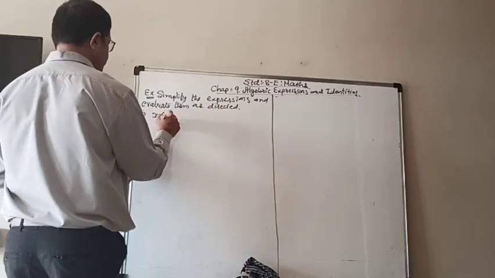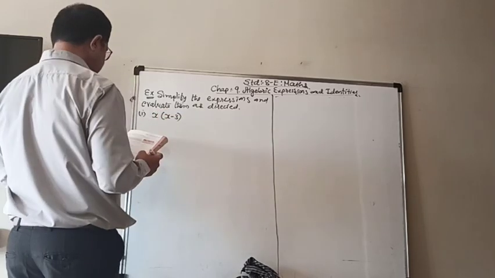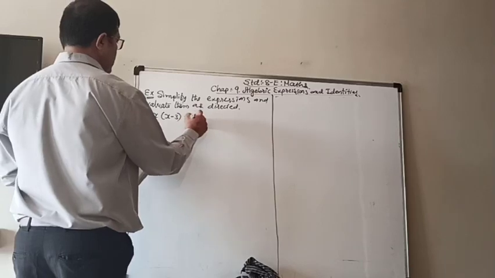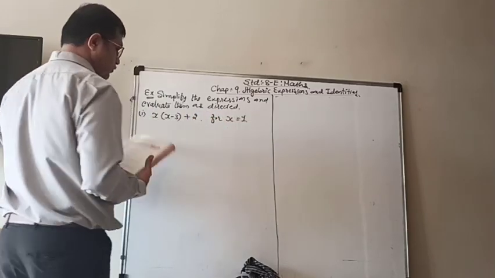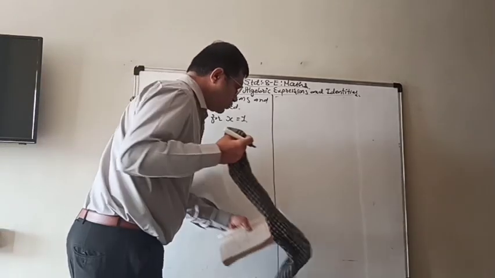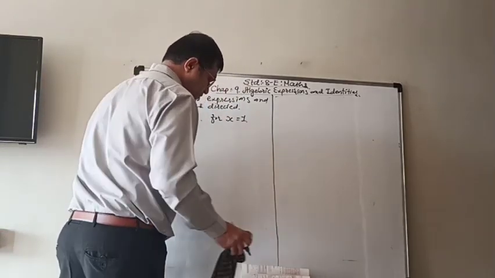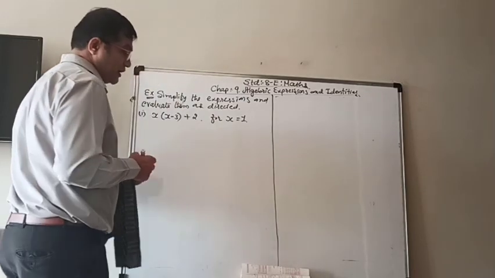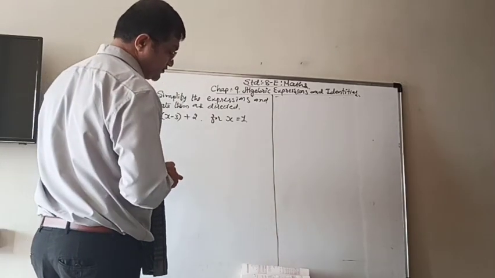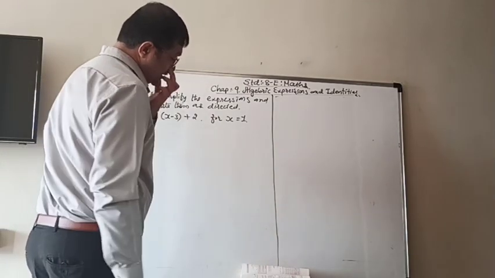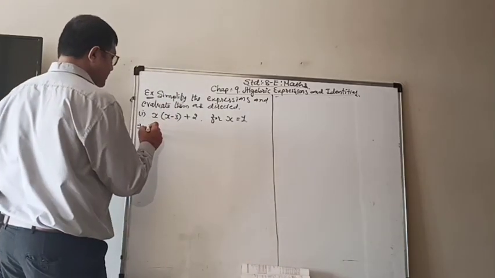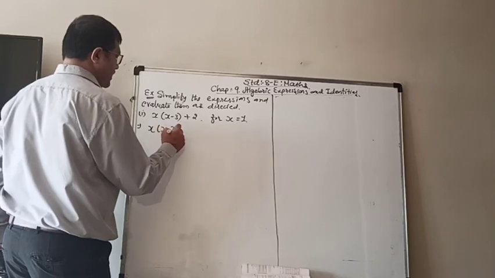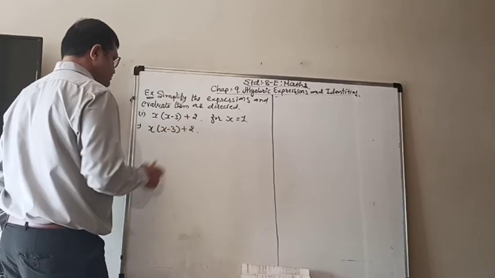First is x(x - 3) + 2 for x equal to 1. So here first we have to simplify it, and then finally we have to find the value of this expression by using x equal to 1. So now we will write down here x(x - 3) + 2.